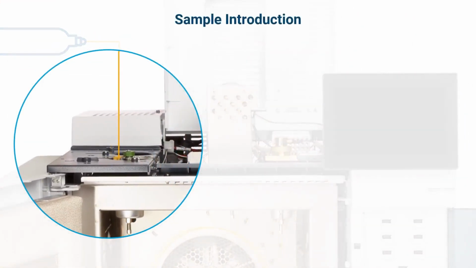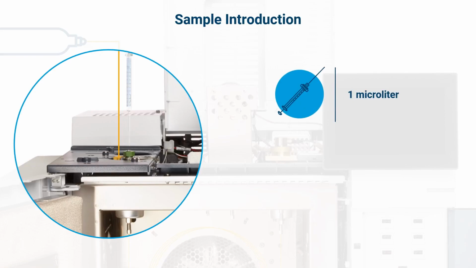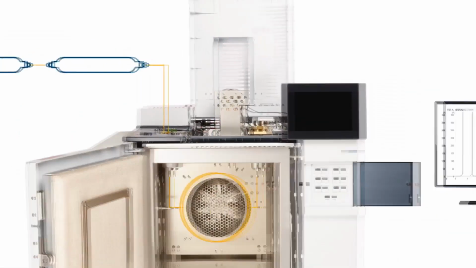Sample introduction. The most common method is to inject a small volume, typically around 1 microliter, of a solution into a heated inlet using a syringe. The requirement for GC samples is they must be able to be vaporized in order to be carried through the GC column.